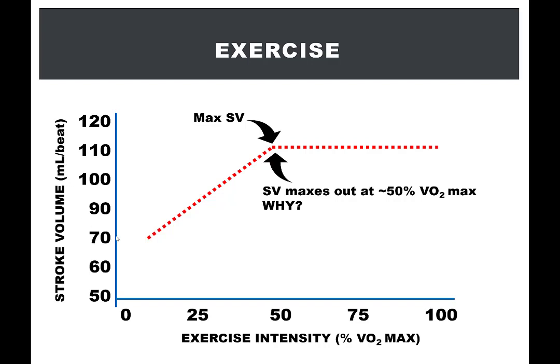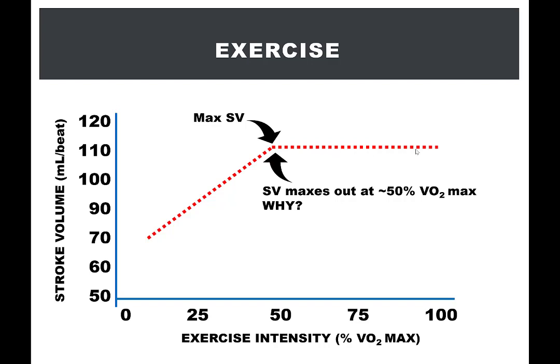Now, just like heart rate, stroke volume increases proportionately to exercise intensity, as you see here. But the difference is it increases proportionally to exercise intensity only up to about 50% VO2 max intensity, which is considered about moderate intensity. And you can see that here in the graph as the red dotted line, which represents stroke volume, and maxes out at around 50% VO2 max intensity. This means stroke volume does not increase any further as intensity increases past 50% VO2 max intensity.